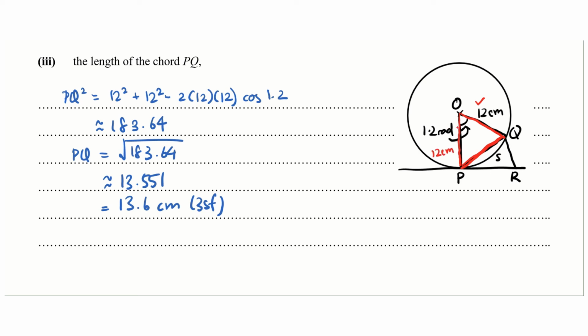We have this angle of 1.2 radians here. So what we can do is apply our cosine rule to get the answer 183.64 for PQ squared. Then when we take the square root, we will get the value to be 13.6 cm when rounded to 3 significant figures.